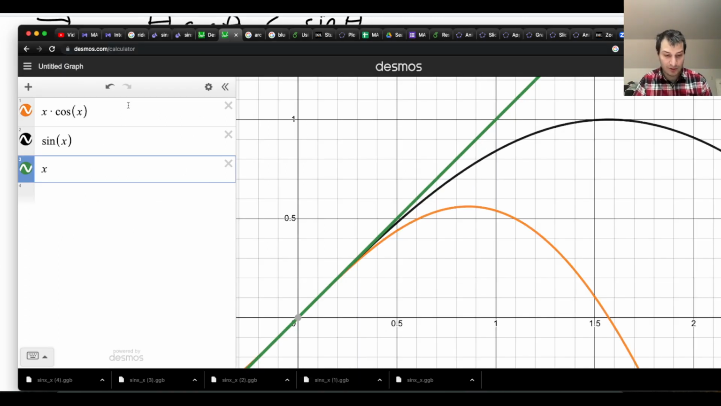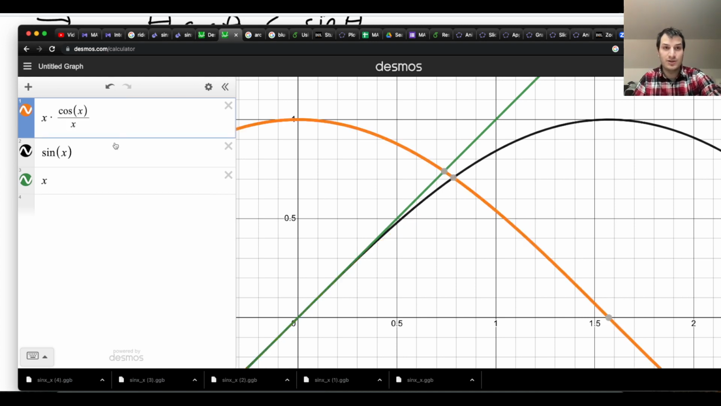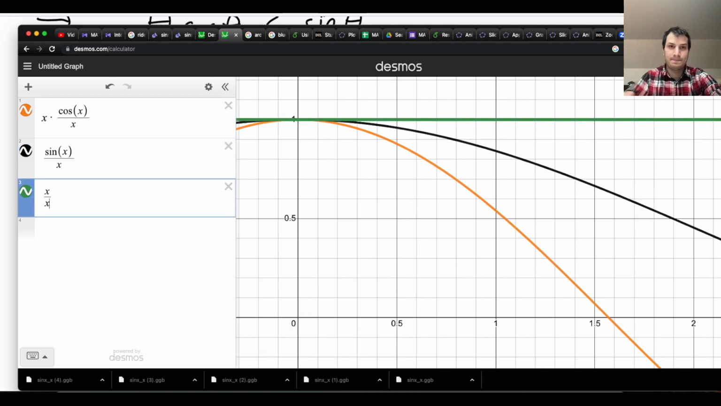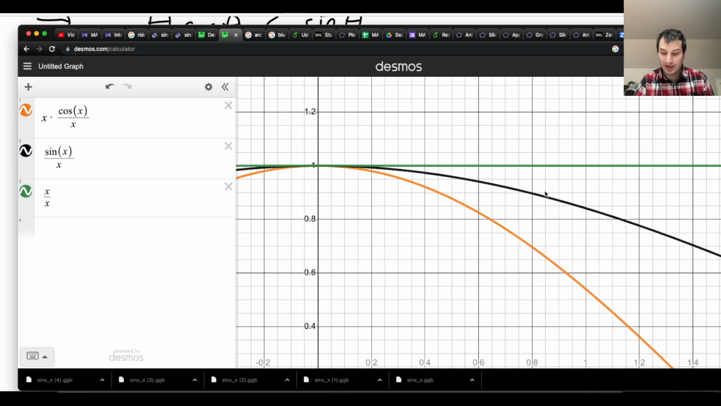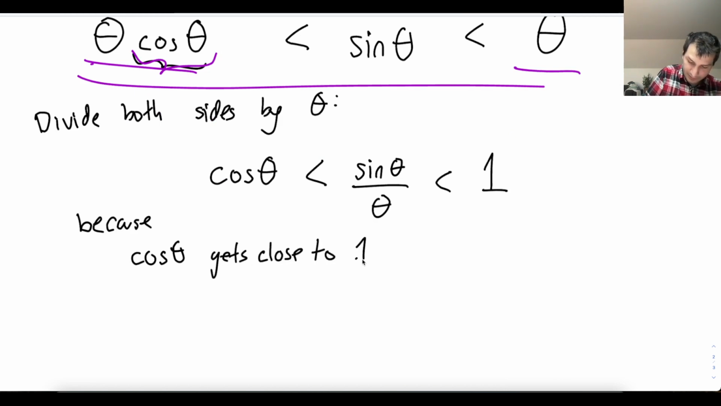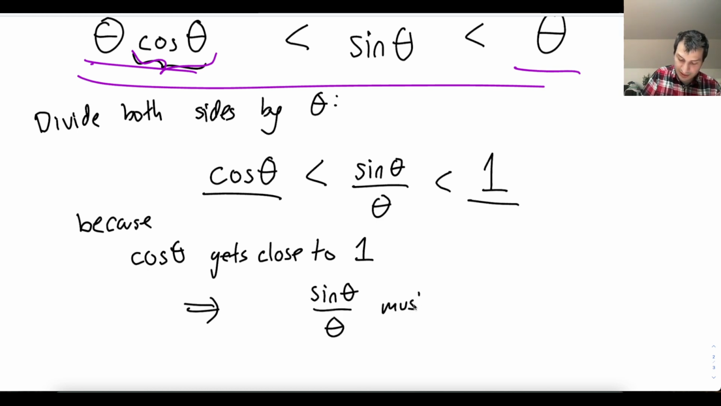So in Desmos, what would that look like? We would just divide all 3 of these equations by x. And you would see that the sine of theta over theta, or sine of x over x here, is getting squeezed right towards 1. Because cos theta gets close to 1, so cos theta on this side is getting close to 1, and the other side is always 1. Therefore, sine theta over theta must get close to 1 too.